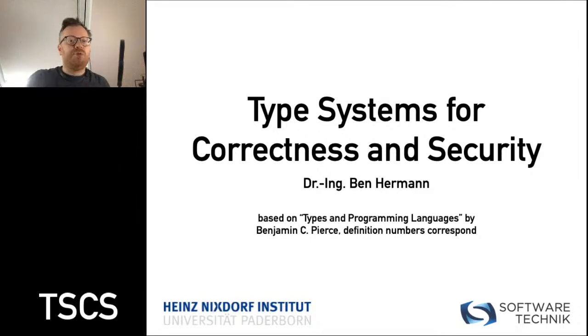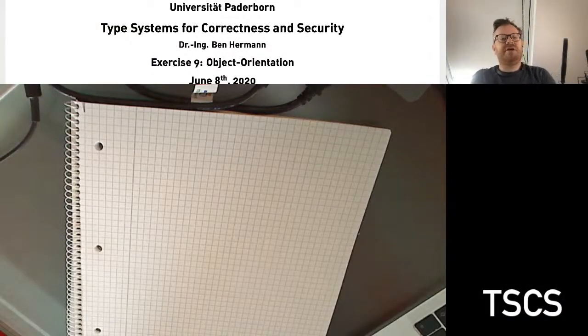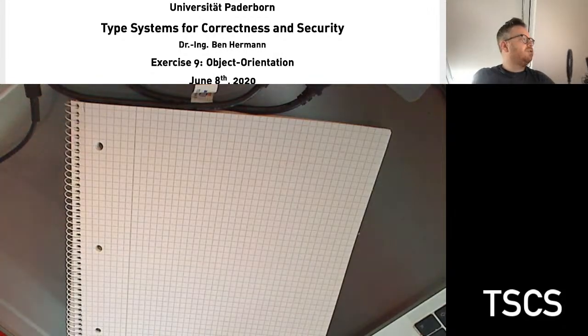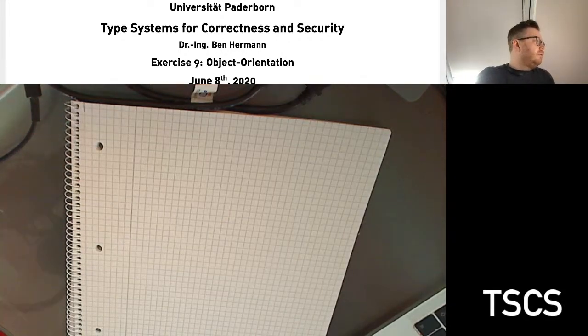So again, welcome to week number 11 of Type Systems for Correctness and Security. And as usual, we start with the exercise. This time it was exercise number 9 on object orientation. In this exercise sheet, we had exercises regarding object calculi on the lambda calculus and on featherweight Java. It's more of a lengthy exercise sheet compared to the last ones, so we might take some more time for that as well. Let's see. But let's dive right into that.